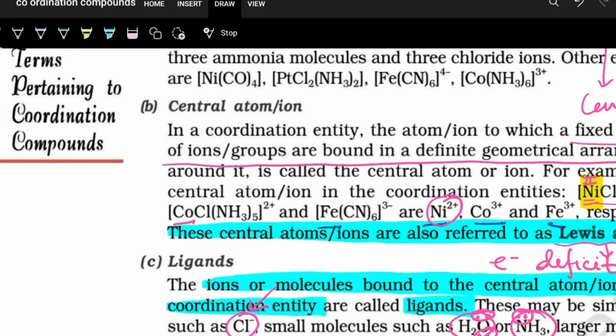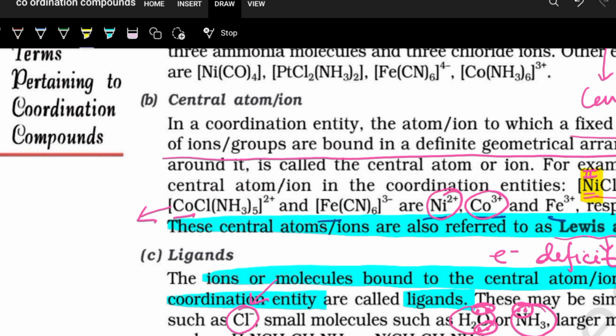In the next one, here, they have given Co3+. Let us see how it is Co3+. So this is your cobalt. We will find out how it is Co3+. Let us assume the oxidation state of Co to be X. For 1 Cl, it is -1. NH3 is neutral. Overall charge is +2. So I am writing +2. So X is equal to +3.